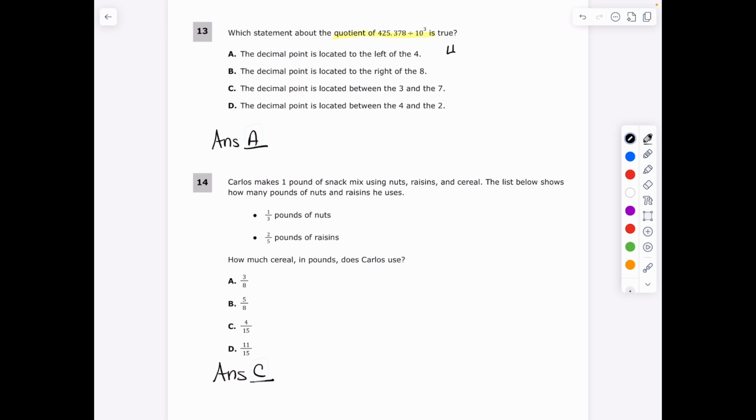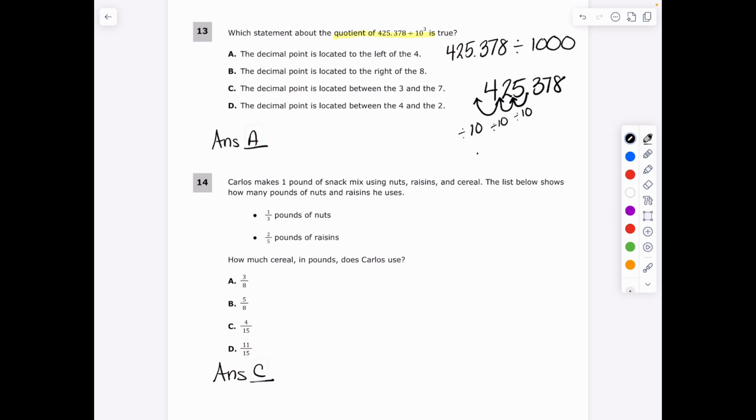All right, so I have 425.378, and I'm dividing it by 1,000. Because if I had 10 to the first, that would just be 10. 10 to the second would be 100. 10 to the third, 1,000. So it's 1,000 times smaller. So I want a magnitude of 1,000. So what I'm going to do is move that decimal. If I move the decimal one time to the left, this is 10 times smaller. If I move it again, that's 100, another 10. And move it one more time over here, that's 1,000.